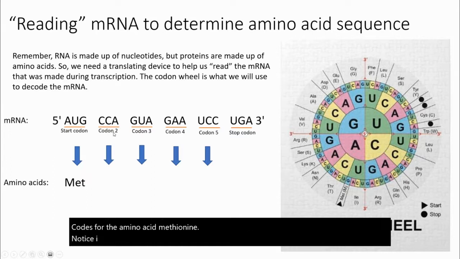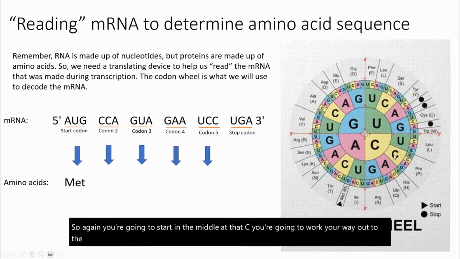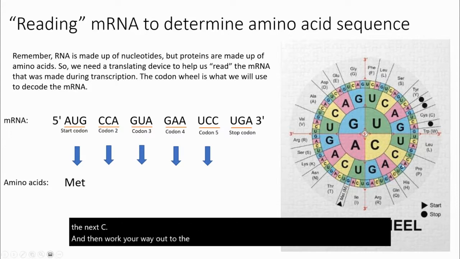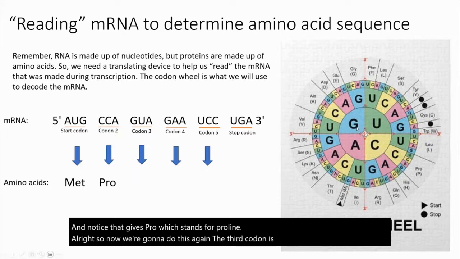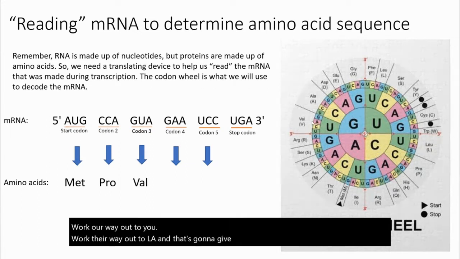Notice I went ahead and numbered the remaining codons. So codon 2 is CCA. Again, you're going to start in the middle at that C. You're going to work your way out to the next C, and then work your way out to the A. And notice that gives PRO, which stands for proline. All right, so now we're going to do this again. The third codon is GUA. G is right here. Work our way out to U, work our way out to A, and that's going to give us valine.